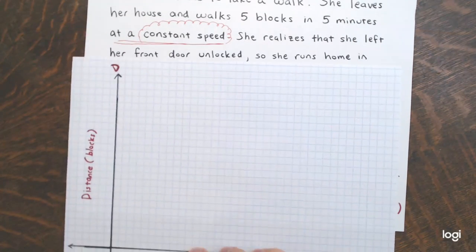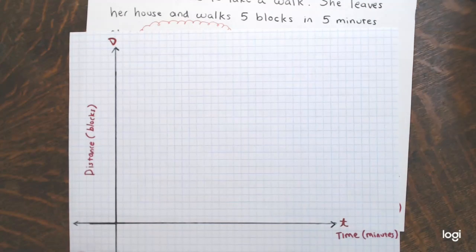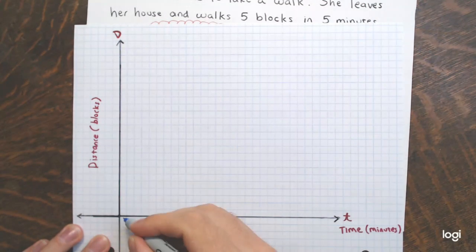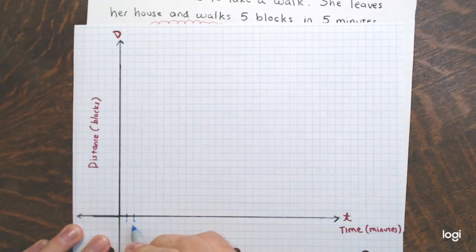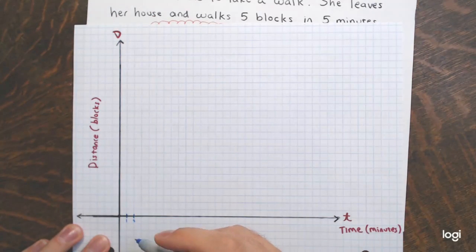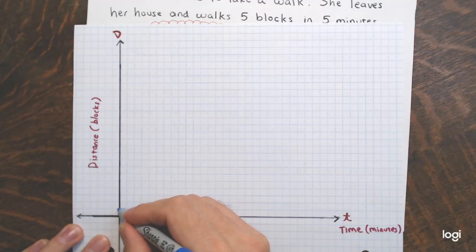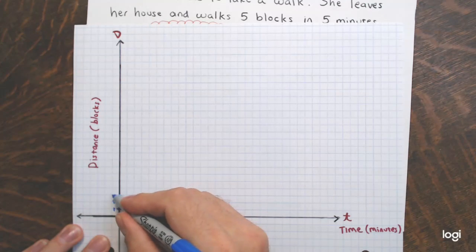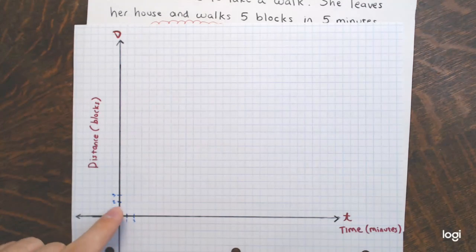So what I'm going to do here is have every square on the horizontal axis represent 1 minute. So there's 1 minute, 2 minutes, 3 minutes. Remember it's time in minutes. And I'm going to have every square on the vertical axis also represent 1 block. So there's 1 block away from Clara's house, 2 blocks away from Clara's house, 3 blocks away from Clara's house, and so on. All right.